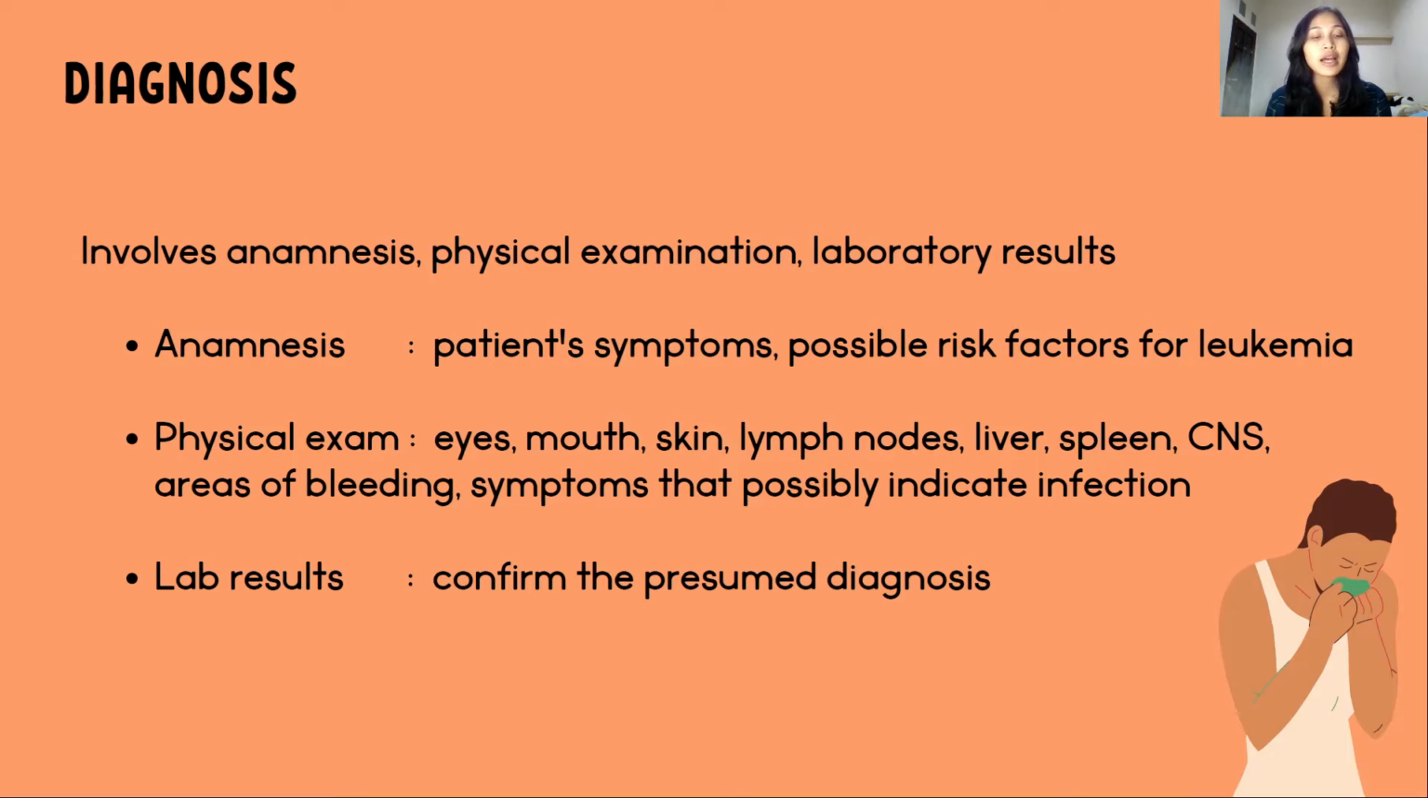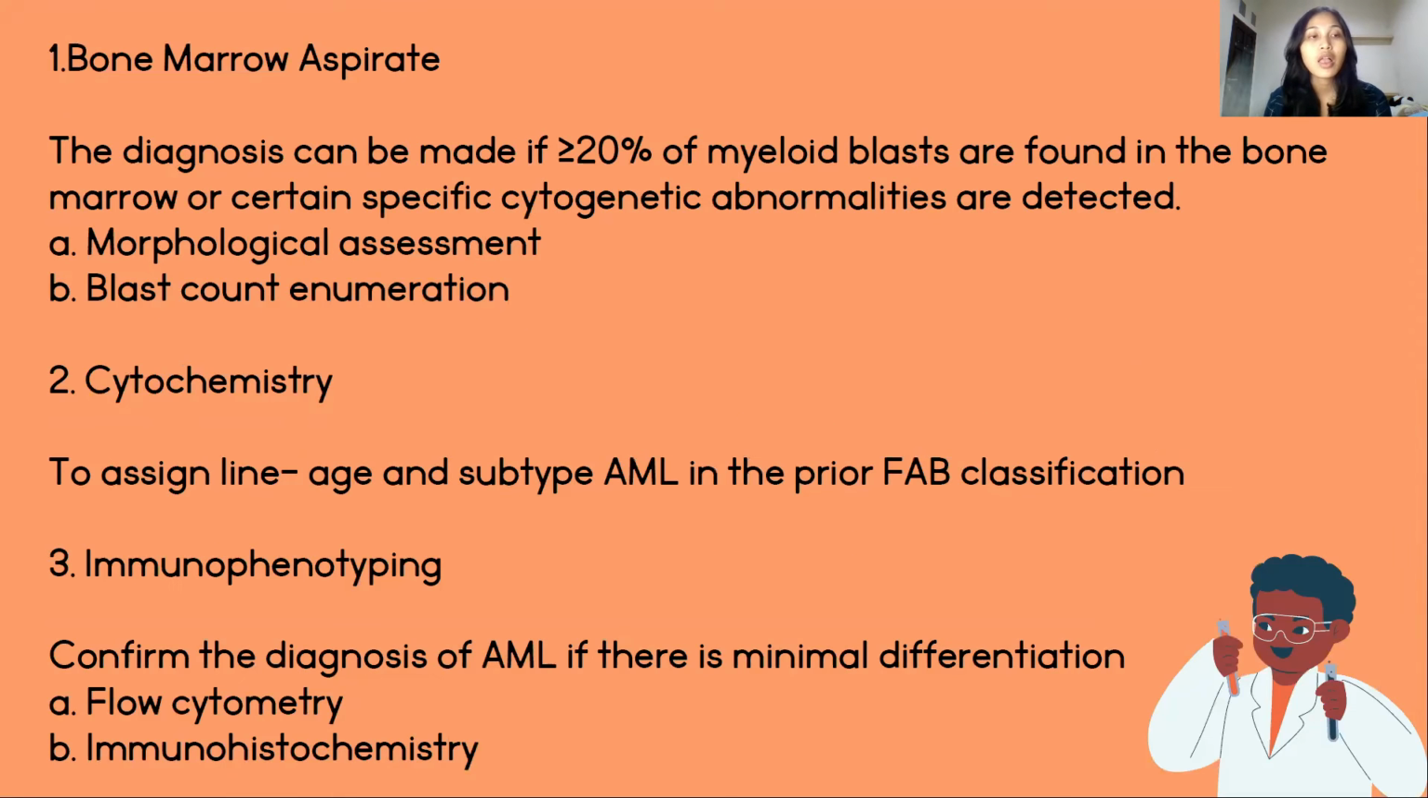Laboratory tests are performed to confirm the presumed diagnosis, and they are helpful for the initial diagnosis and also the follow-up of acute myeloblastic leukemia. The first laboratory test is bone marrow aspirate. It is one of the most important diagnostic tests in acute myeloblastic leukemia. The diagnosis can be made if 20% or more myeloid blasts are found in the bone marrow or certain specific cytogenetic abnormalities are detected.